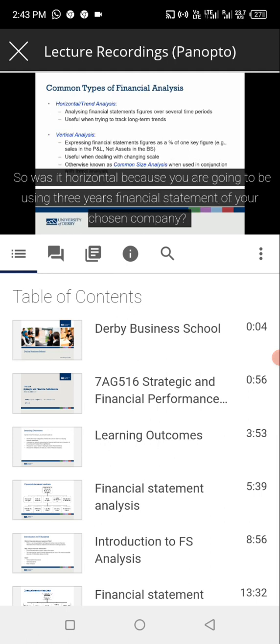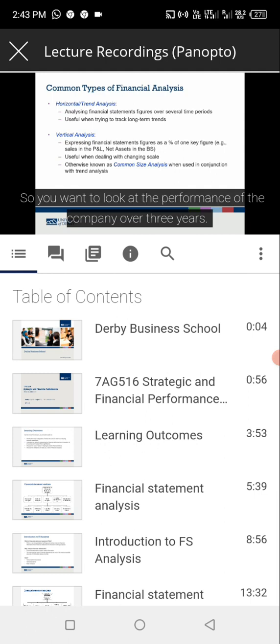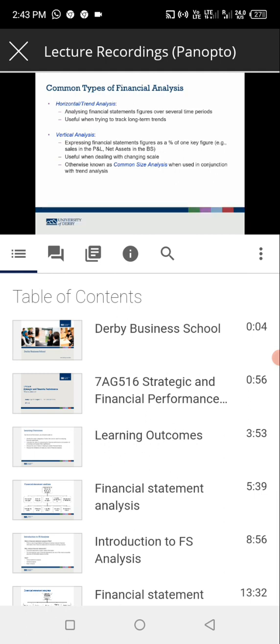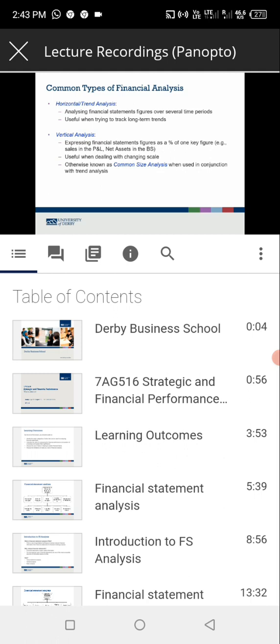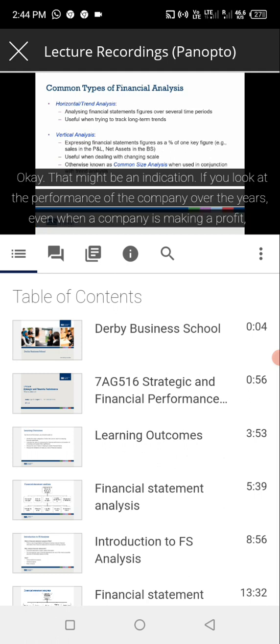So we say horizontal because you are going to be using 3 years financial statement of your chosen company. So you want to look at the performance of the company over 3 years. And we said that is what? Horizontal analysis. So trend, analyzing financial statement figures over several time periods. And we say this is useful when we are trying to track long-term trends. Okay?